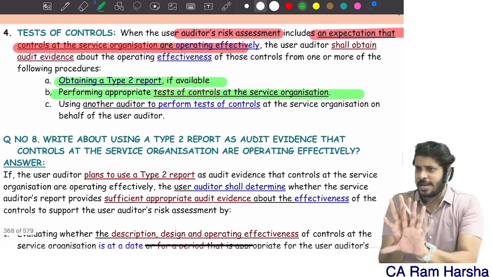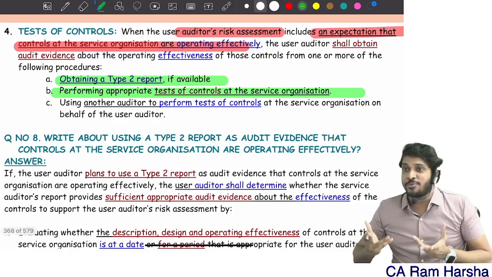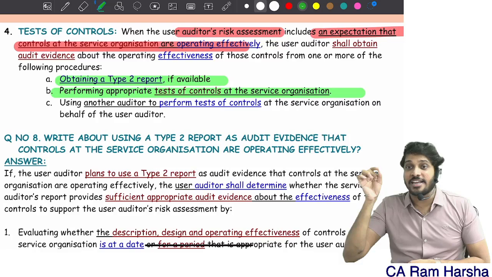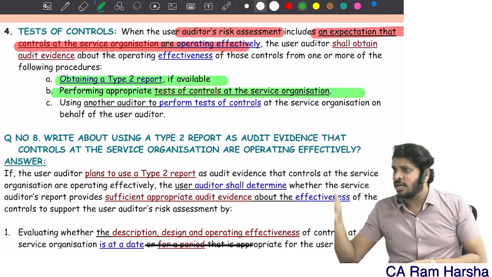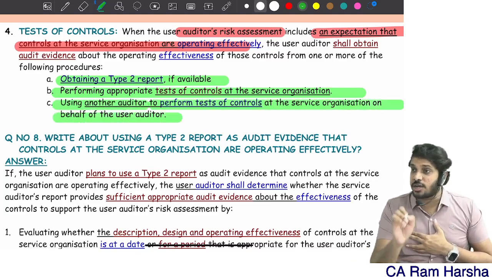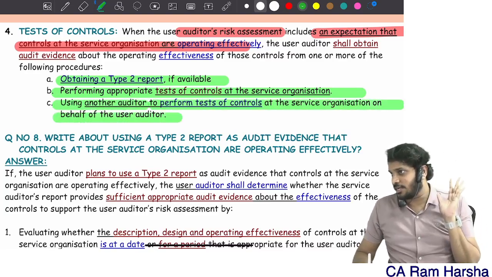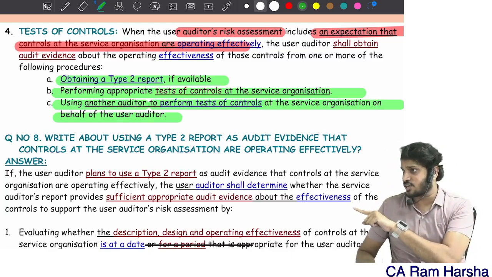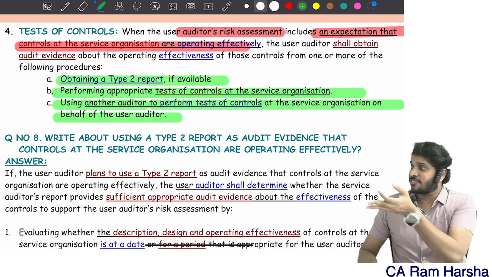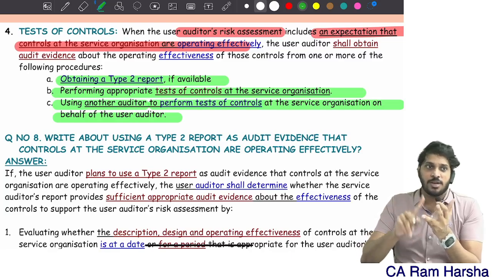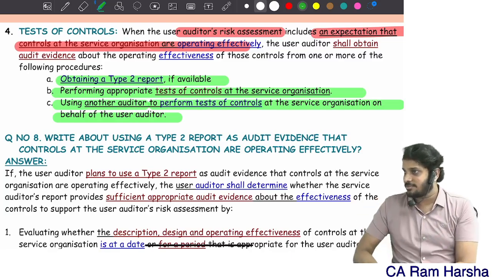I mean, you obtain a type 2 report. If a type 2 report is there, happy. If a type 2 report is not there, you go and perform test of controls to know the operating effectiveness of controls at the service organization. Suppose you are unable to go, then you will use another auditor to perform test of controls on behalf of the user auditor. Generally, if I want to know the operating effectiveness of controls at the service organization, ask for a type 2 report. If it is not available, you visit and perform the test of controls. If that is not possible, arrange another auditor. Very simple. Clear?